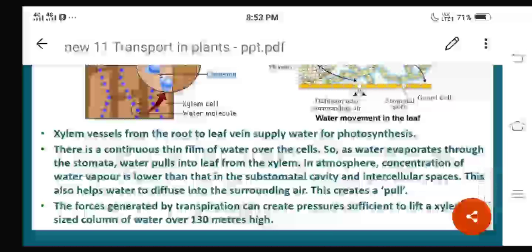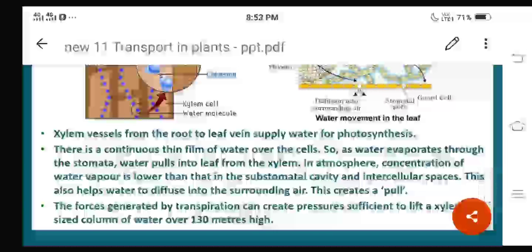And here one more point is, when we observe the atmosphere, the concentration of water vapor is lower than that of the substomatal cavity and intercellular spaces. This is the important point here. In the atmosphere the concentration of water vapor will be lower when compared to the substomatal cavity and the intercellular spaces of the leaves. And this difference in concentration helps water to diffuse into the surrounding air.